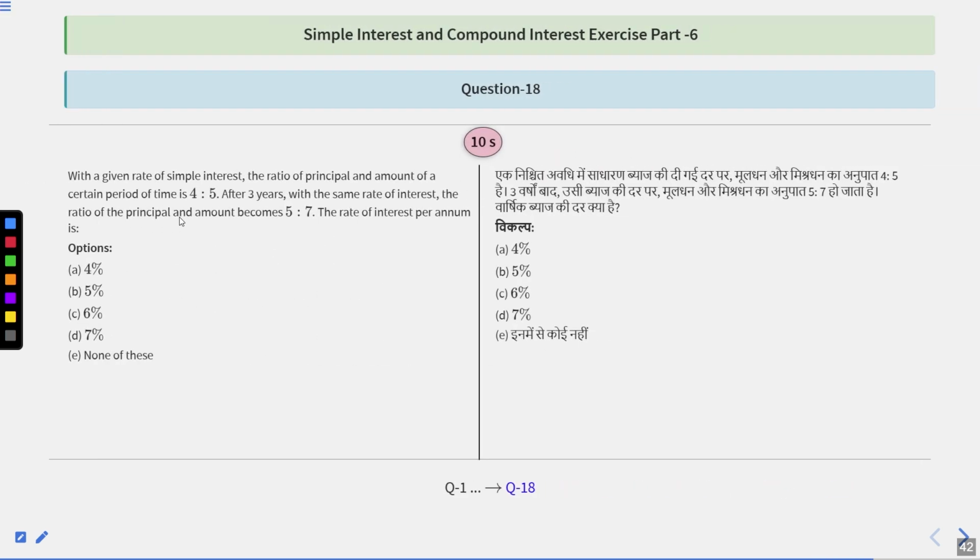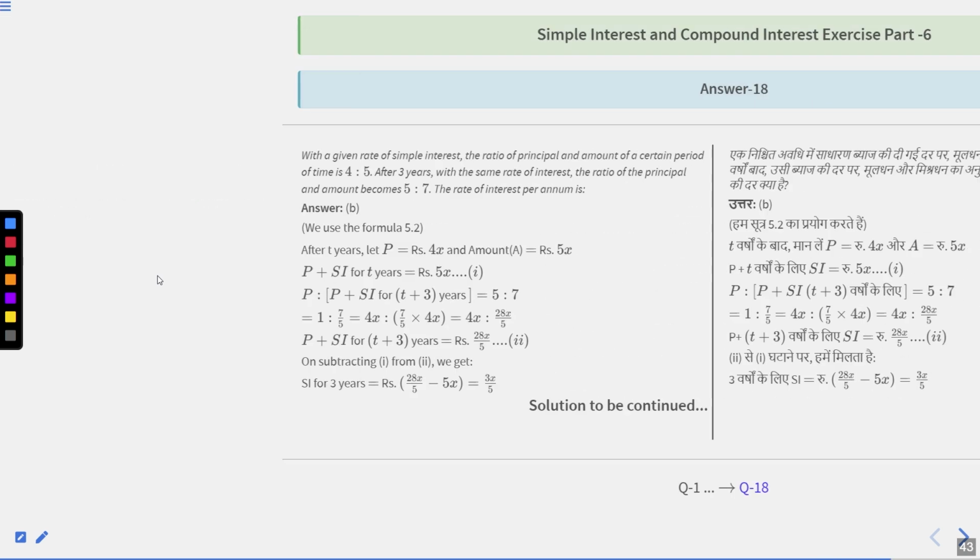Next one. With a given rate of simple interest, the ratio of principal and amount of a certain period of time is 4:5. After 3 more years with the same rate of interest, the ratio of the principal and amount becomes 5:7. The rate of interest per annum is? You have 5 options and 10 seconds to analyze the question. Your time starts now. Time up. Let's see the solution.